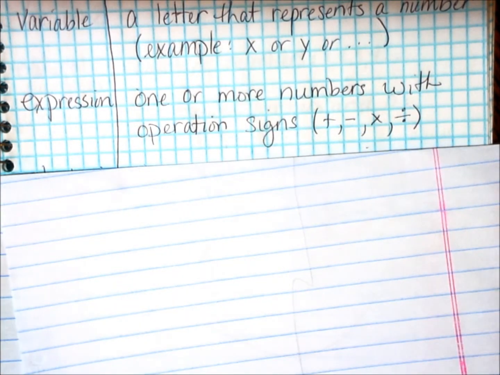Okay, an expression: one or more numbers with operation signs. So it has a multiplication, division, a subtraction, addition, whatever it is, but it has one or more numbers. That includes your variable because your variable represents a number. So it could be one or more numbers, or it could be a number with a variable.